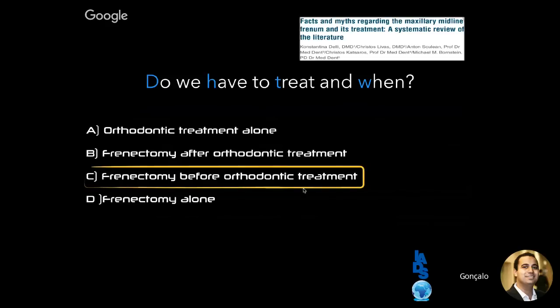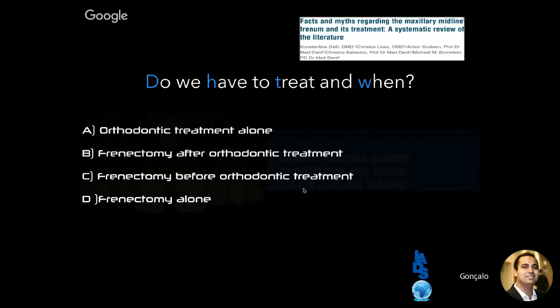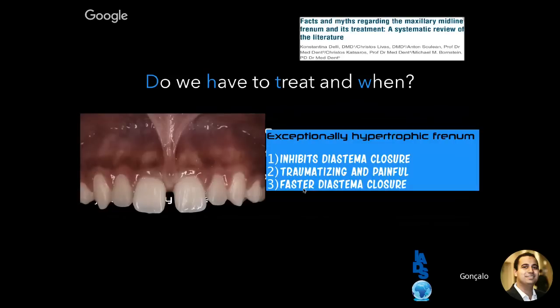It basically depends on the type of frenum. Usually the only case where frenectomy before orthodontic treatment is recommended is a case like this. This is one of my cases where you can see that we have an exceptionally hypertrophic frenum. And the reasons why it's recommended to do the frenectomy before orthodontic treatment is first, because this type of frenum can inhibit the diastema closure. It can be traumatizing and painful for the patients, and it can actually make it faster to close the diastema if we do the frenectomy before orthodontic treatment.